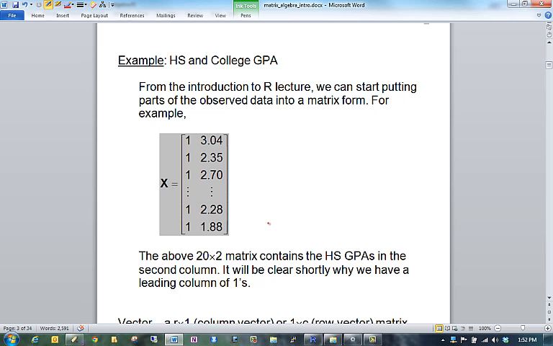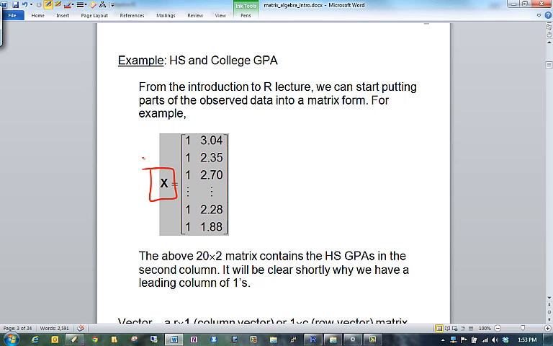So let's take a look at an example that you're familiar with and put it into a matrix algebra context. So in the introduction to R notes that we saw before, we saw this high school and college GPA data set where we want to use high school GPAs to predict college GPAs. We had a sample size of 20. Well, we could put all the high school GPAs into a matrix. And that's what I did here. I decided to call it my X matrix.